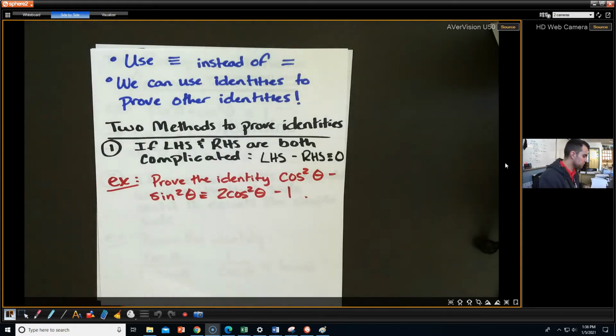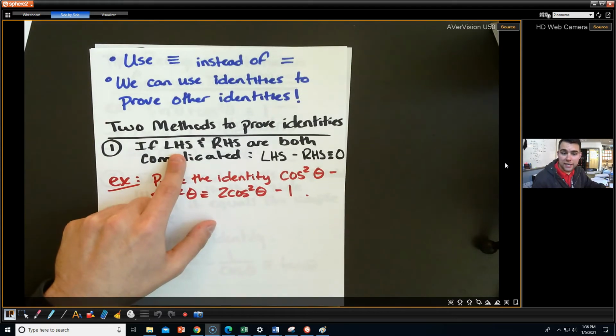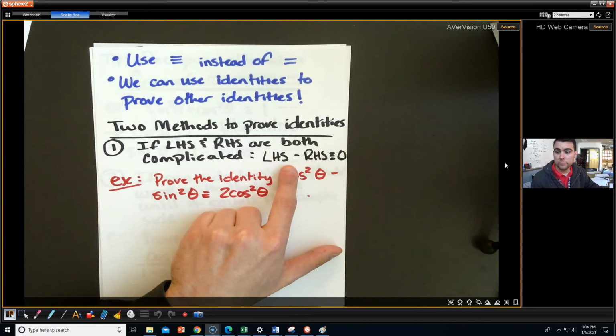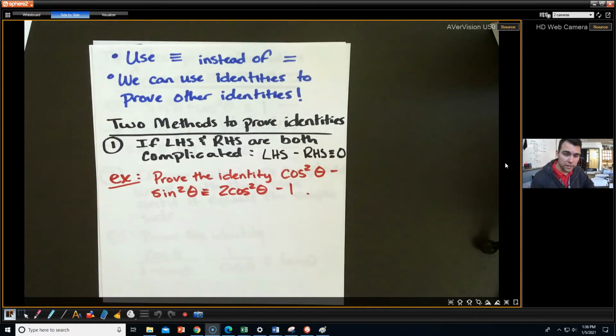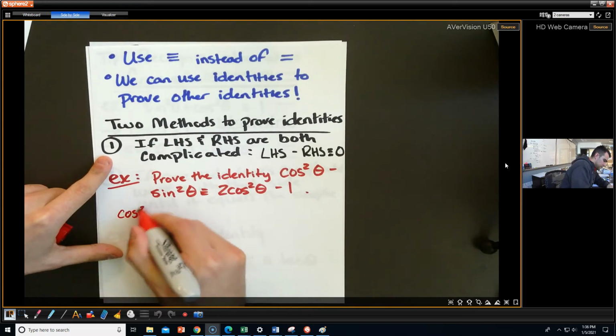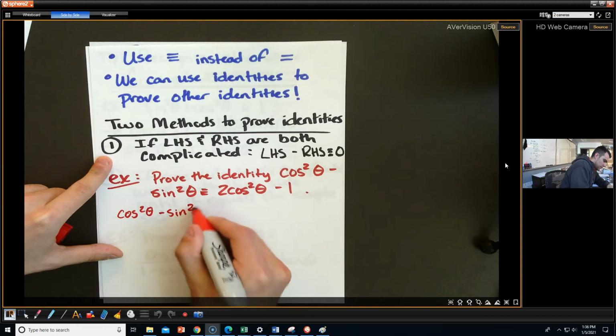We're going to look at this first one. If the left-hand side and right-hand side are both complicated, then move your left-hand side and right-hand side to one side and set it equal to 0. An example of that would be this identity right here. We're trying to prove cosine squared theta minus sine squared theta is equal to 2 cosine squared theta minus 1. Because both sides look equally gross, let's move everything to one side of the equal sign. Let's see what we can do.